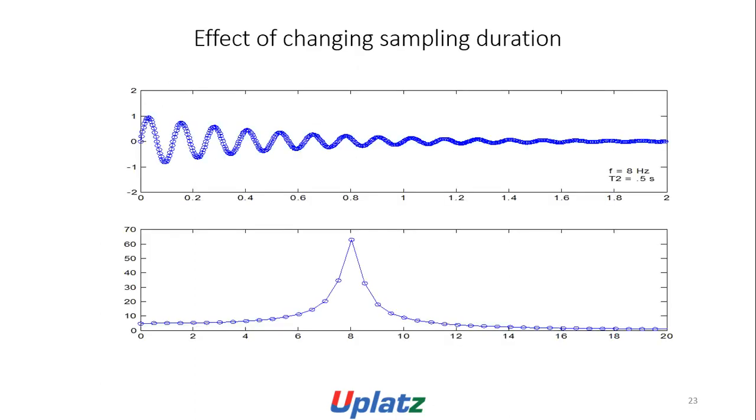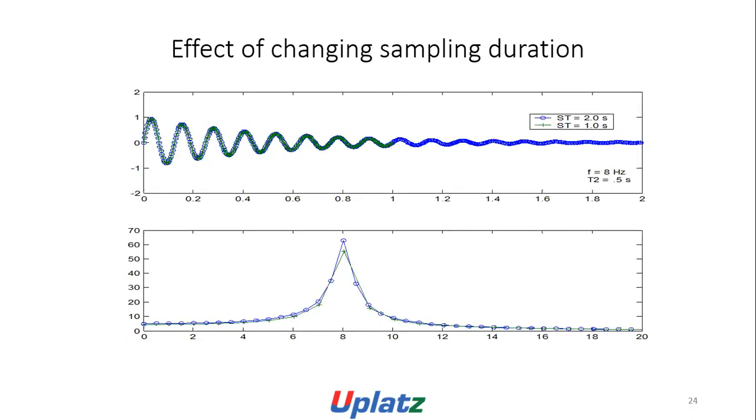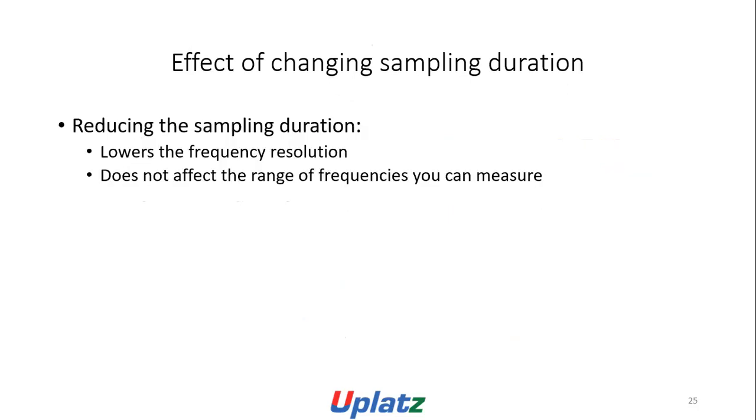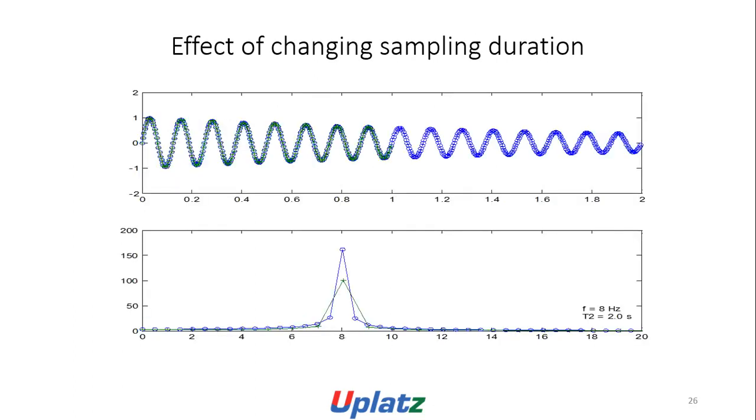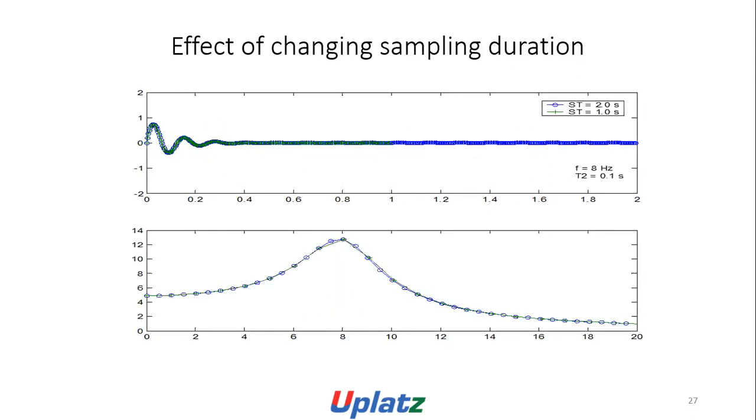Effect of sampling duration is shown here, with the sampling time equal to 4 seconds, 2 seconds, and 1 second. Reducing the sampling duration lowers the frequency resolution, but does not affect the range of frequency you can measure. Here the graphs are shown, for sampling time 2 seconds and 1 second.